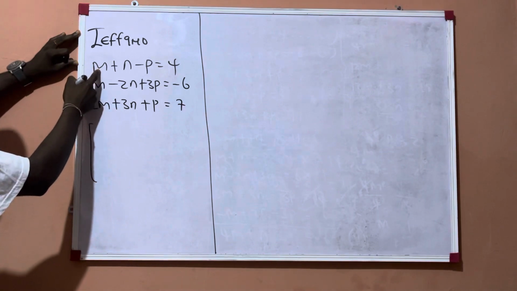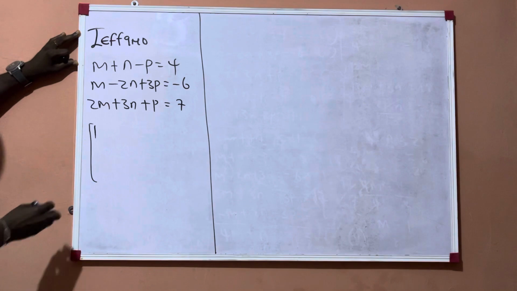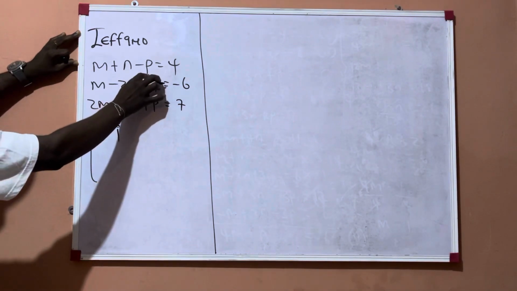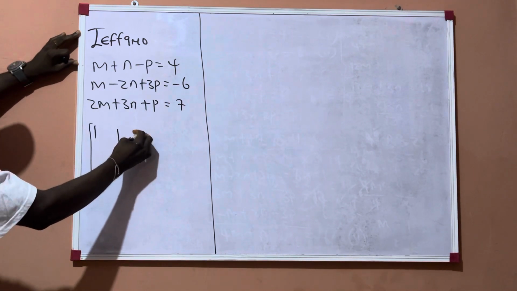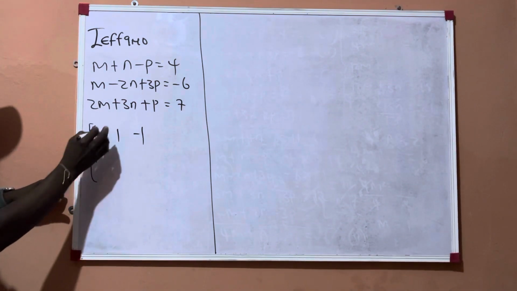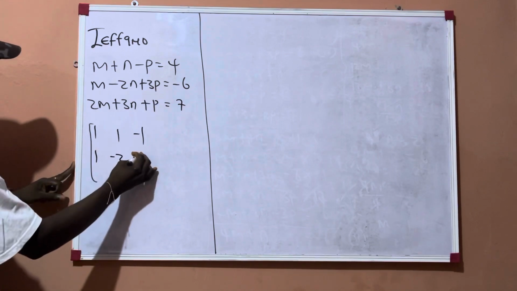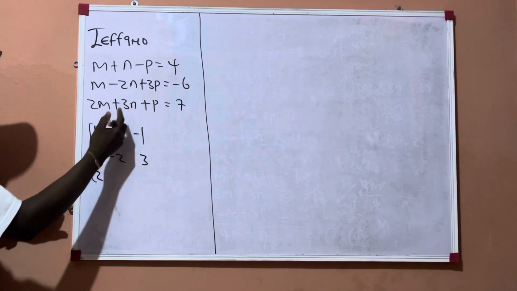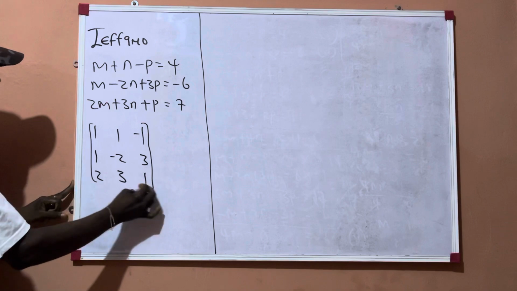The coefficient of m, which means the number that m is carrying here, is 1. The number n is carrying here is also 1. And the number p is carrying here is minus 1, because there's a negative sign. Now, m also carries 1, then n carries minus 2, then p carries 3. And also, m carries the coefficient of 2, n the coefficient of 3, and p the coefficient of 1. Then you close your matrix.